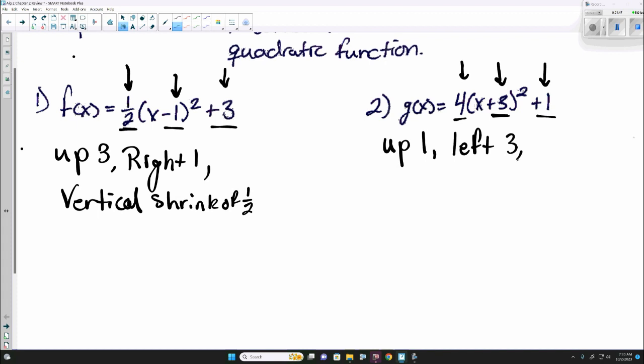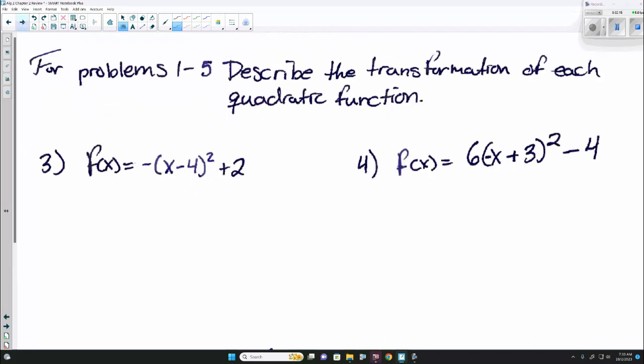And the 4 on the outside tells us this is a vertical. In this case, it would be a stretch of 4. Now, if the number in the 4 spot had been negative, it would have been a reflection across the x-axis, and a negative in front of the x inside the parentheses, a reflection across the y. And if we have a number in front of the x inside the parentheses, it's a horizontal stretch or shrink. We have to flip it, and it's the opposite of what we think.